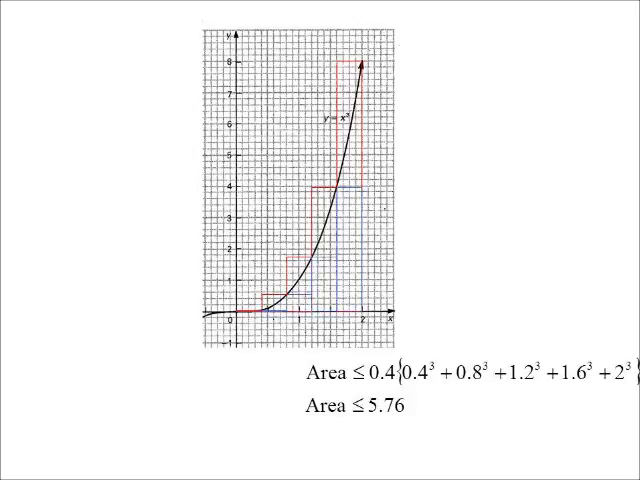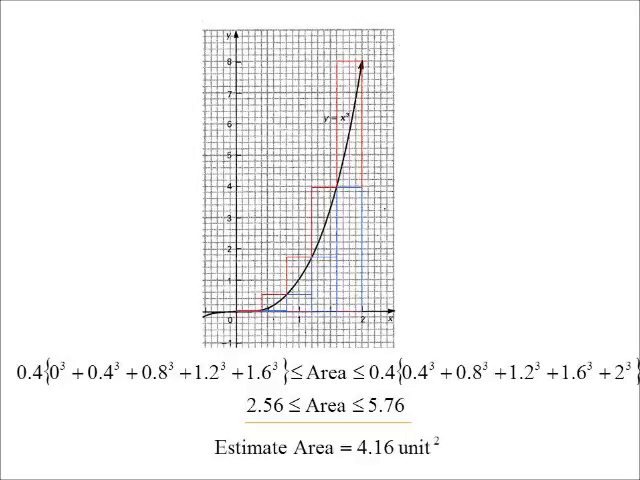What about the inner rectangles? Let's have a look at those. They also have the width of 0.4, but the first one is really a line. 0 cubed up to 1.6 cubed. That is 2.56. So again, we've trapped it into a smaller area. The average of those ones is 4.16. So that's not bad. We've increased it to 5, and we've got a heck of a lot closer.